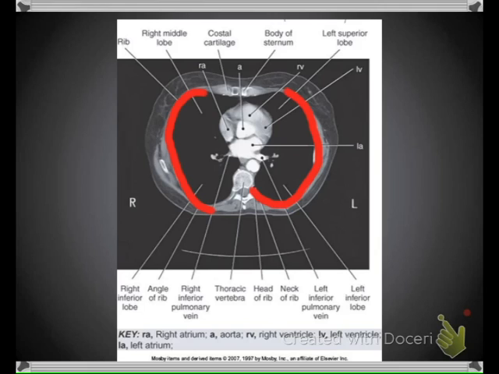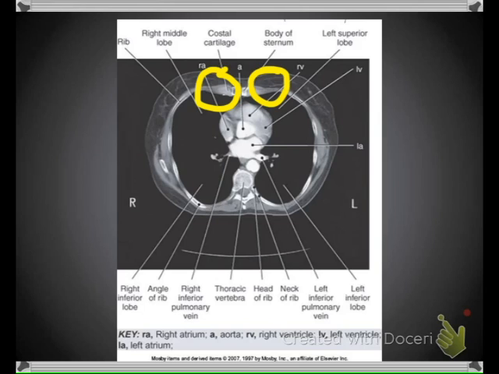So we do see the ribs here. And one thing to notice is this area on both sides. This is the costal cartilage, which serves as a point of attachment for the rib and the sternum. We do see that we have the sternum lying in the center, just anterior to the heart. And then if we look at the posterior portion of the image, we do see that we have a thoracic vertebrae here.